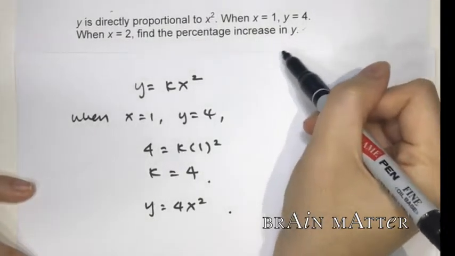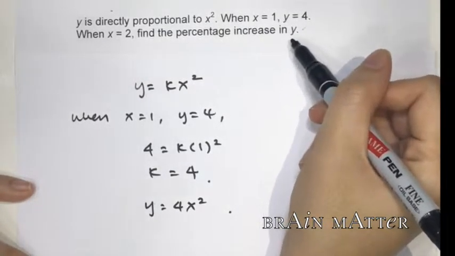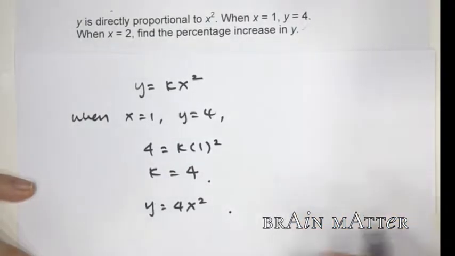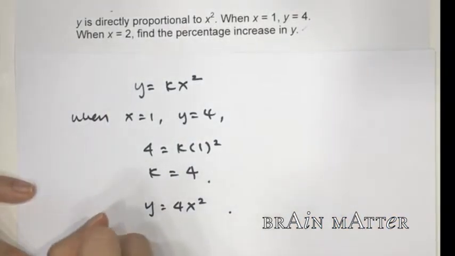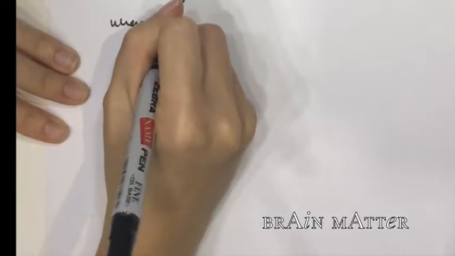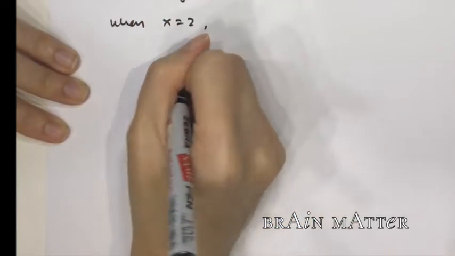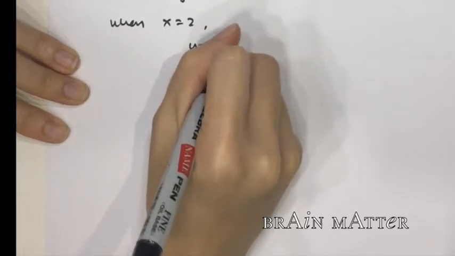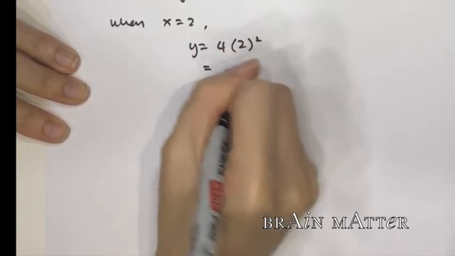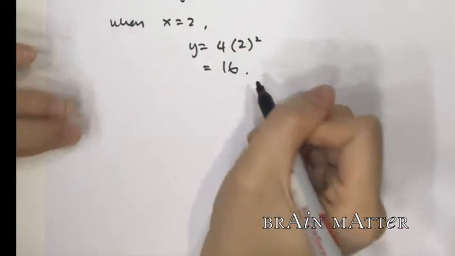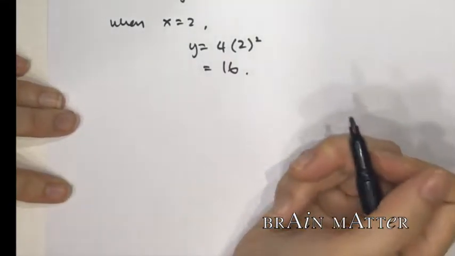In the previous question, we are supposed to find the percentage increase in y. For us to find the percentage increase, we need the new value of y. So we sub in the new value of x to get the new value of y. Where x equals 2, y equals 4 times 2 squared, so I get 16. So 16 is the new value of y.